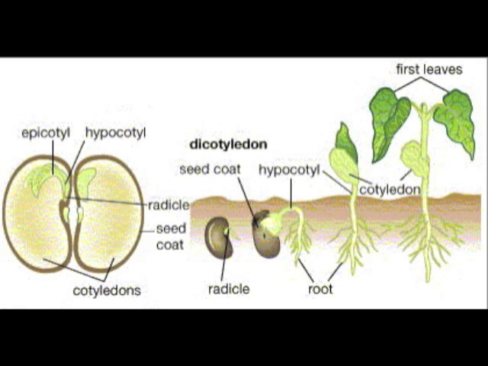dicotyledon. The cotyledon is described as a seed leaf that stores food in the form of starch and protein for use by the embryo. A dicot stores its food in the two cotyledons.